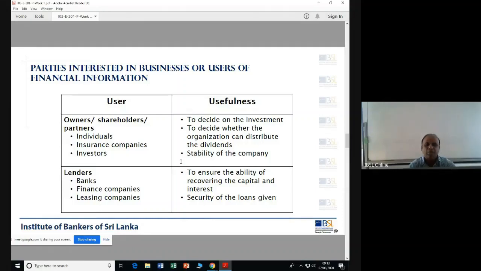So the second type of stakeholder is the lender, and why it is important, or what is the use of the financial information for them, is to ensure the ability of recovering the capital and the interest for the loan that they are going to give.